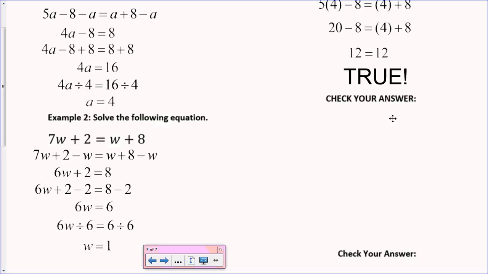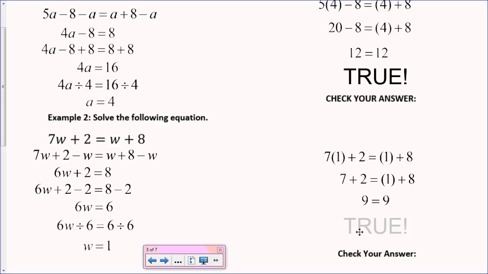So let's go ahead and check our answer. We're going to plug in 1 for the w's. 7 times 1 plus 2 equals 1 plus 8. I'm going to do the multiplication first. I get 7 plus 2 equals 1 plus 8. Now I can do the addition on both sides. I end up getting 9 equals 9, which is a true statement. Okay?